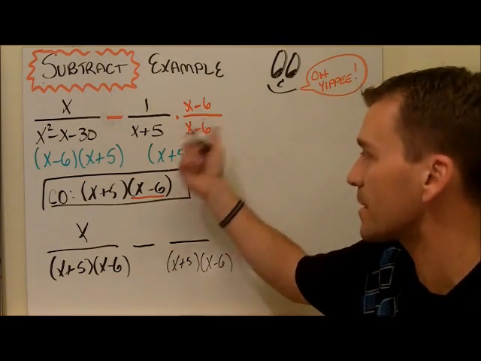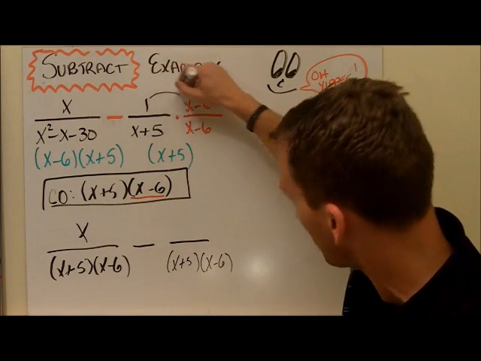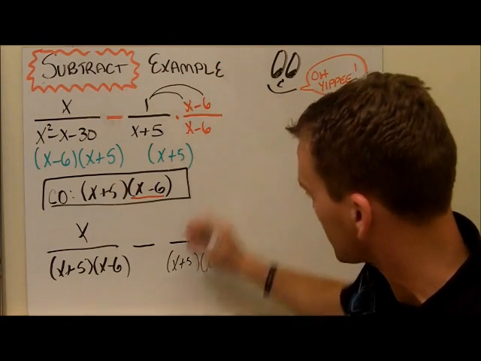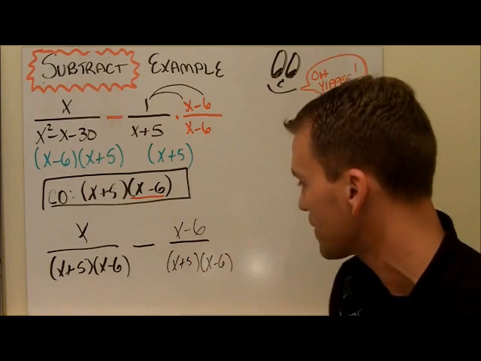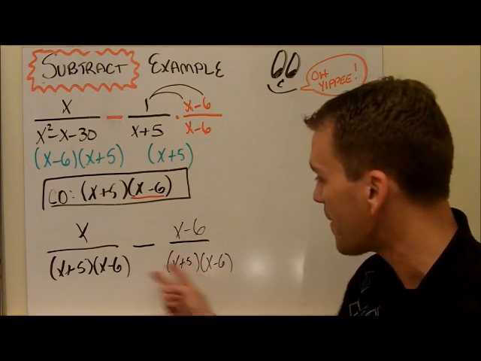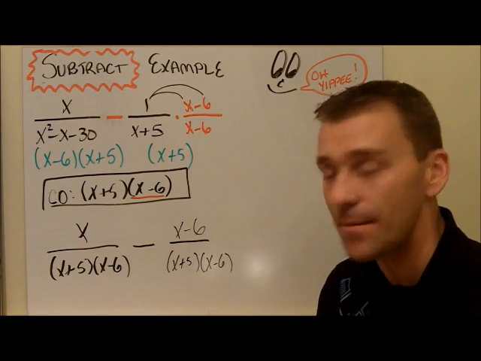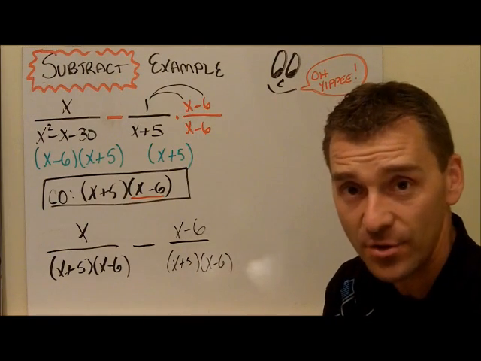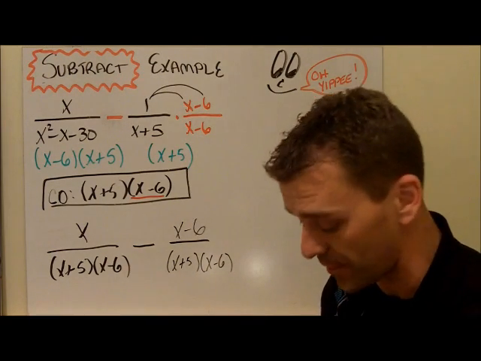Now on the top, well, again, this is kind of a simpler one. I take the 1 times the x and the 1 times the 6, which gives me just x minus 6. So there we go. I've got common denominators. Now I can do step number 4 and subtract the numerators. Now this is where you got to be careful. I hope you write this down.